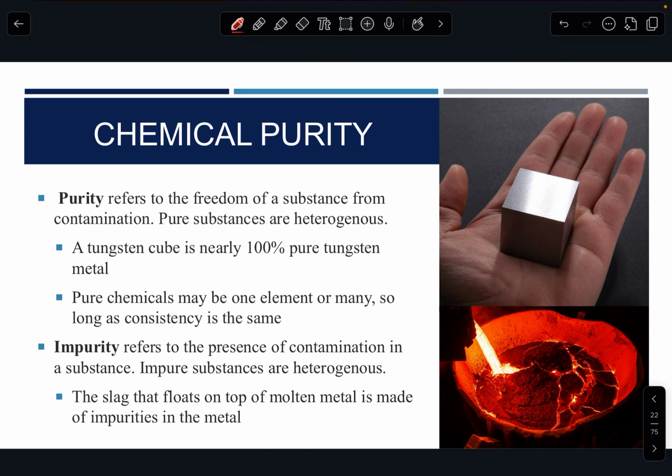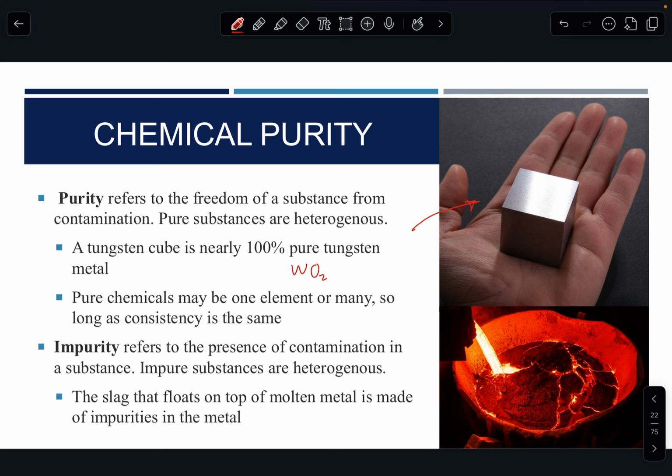When we're talking about chemical purity, we're talking about things that are free from impurities, free from contamination. The example I've given here is this tungsten cube, which is very, very close to being 100% pure. The reason that it is not is because, just like bismuth's color on the outside, you would have a very thin layer of tungsten oxide, so that'd be WO2, on the outside. For the most part, this is a very pure substance.